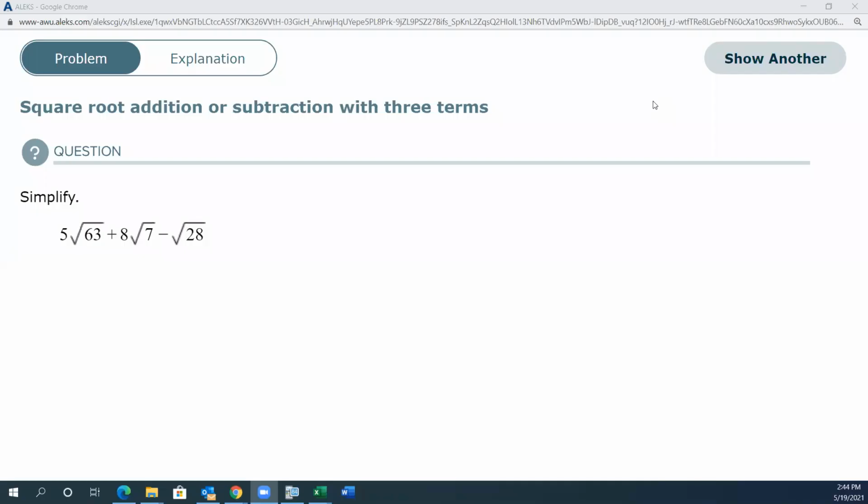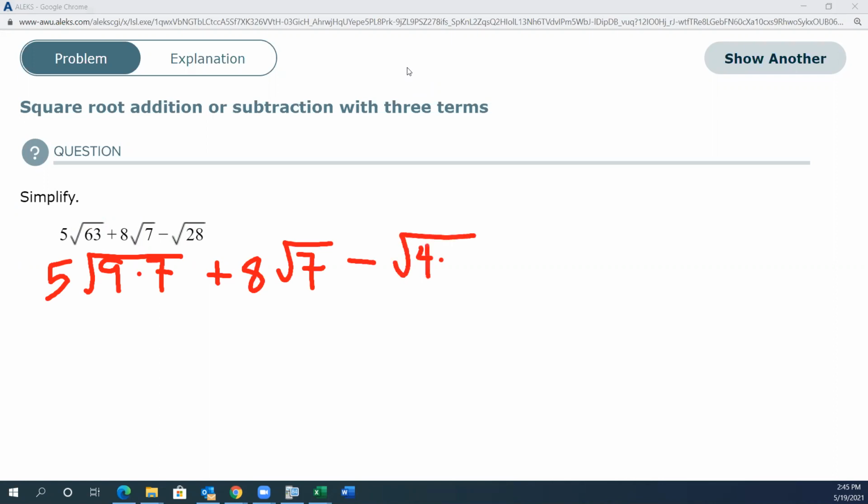All right, so what happens if the radicals don't match? They're not the same thing. So we do something that we've seen before. We try to break them down. So look for a perfect square. So I know that 9 is a perfect square that divides into the first one. And square root of 7, that doesn't break down. But in that last one, 4 is a perfect square that divides into 28.